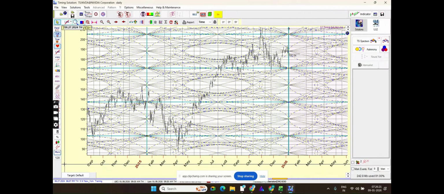Today, for the very first time on this channel, we'll be looking at a stock and doing its forecast. We have taken the technology stock from the Nasdaq, that is Nvidia. So this is the daily chart for Nvidia, and you can see the minor squares marked on it.